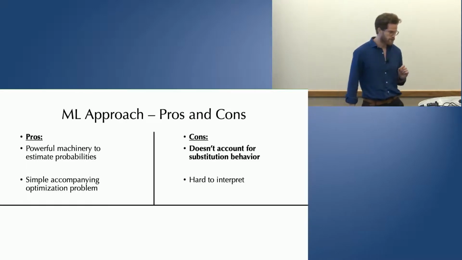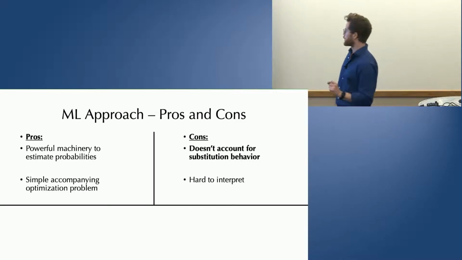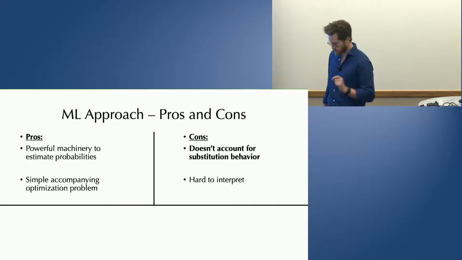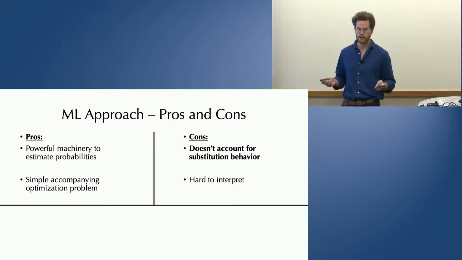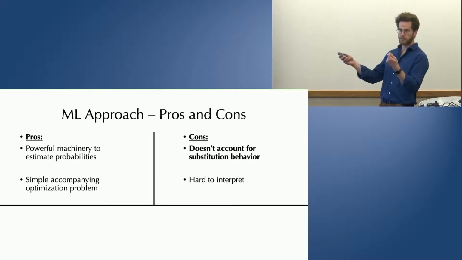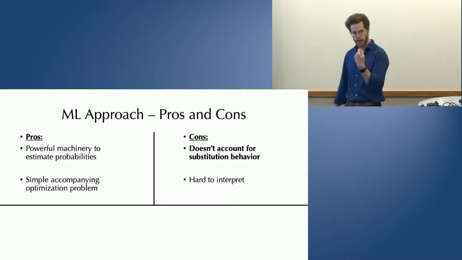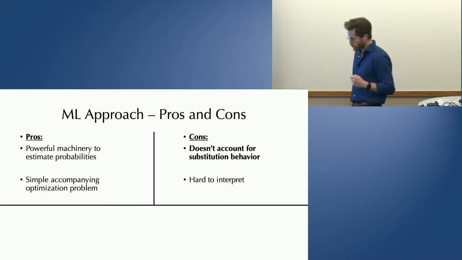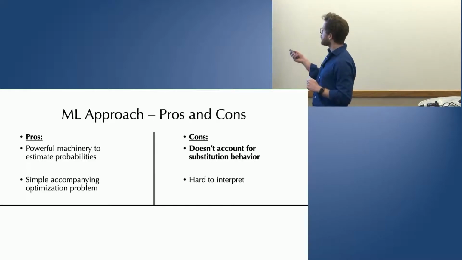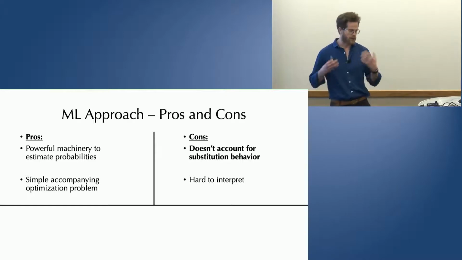What are the cons? We don't account for substitution behavior. What I mean by this, and where this manifests itself, is that these estimates of the purchase probabilities are not a function of the assortment I offer. So if I offer product 1 with products 2 and 3, versus offering product 1 with 4 and 5, my estimate of P1 does not change.